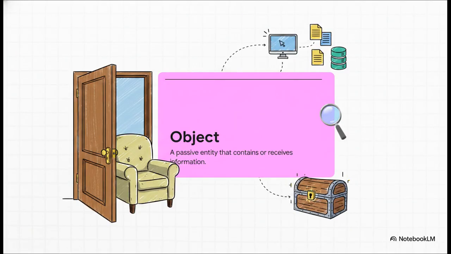The object, by contrast, is entirely passive. It contains or receives information, and that's it. If the subject is the restless door knocker, the object is the dark room behind that door. It is wonderfully lazy. It literally just sits there, waiting to be accessed. It initiates absolutely nothing. But crucially, it holds all the value, whether that's just a single text file on your desktop or a massive, highly proprietary database.